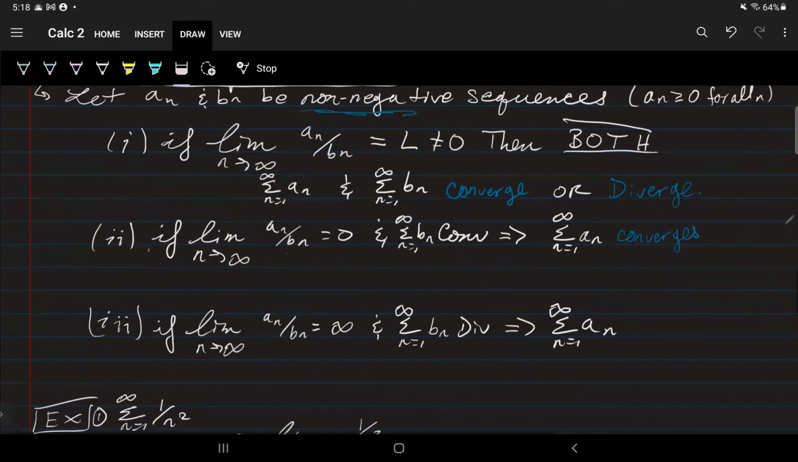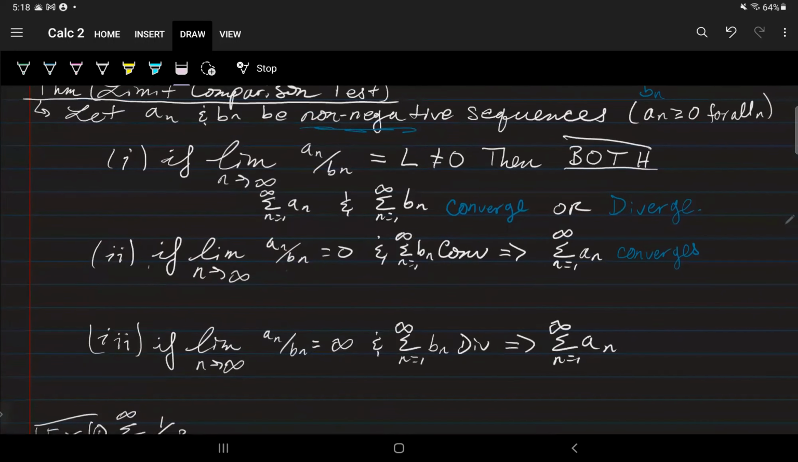Finally, the last statement is part 3, that says that if the limit as n goes to infinity of An over Bn is infinity, and Bn diverges, then An also diverges, okay? So what this is saying is that if An grows faster than Bn, and the sum of the slower growing one is infinite, then the sum of the faster growing one will also be infinite. So this should also parallel the comparison test in that if the smaller sum diverges, then the bigger sum also diverges. Okay, so this is very similar to the direct comparison test.